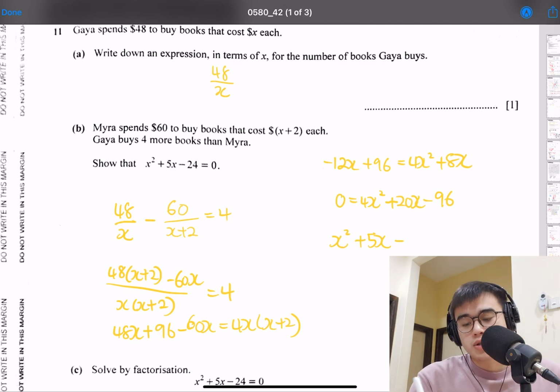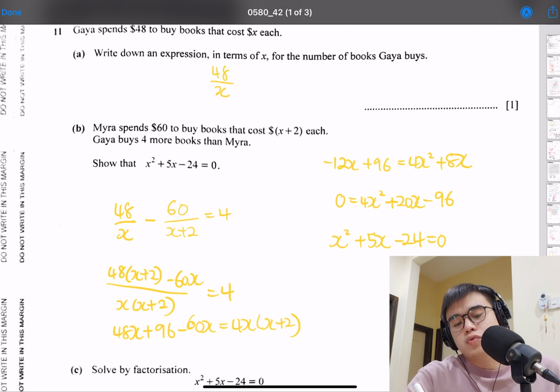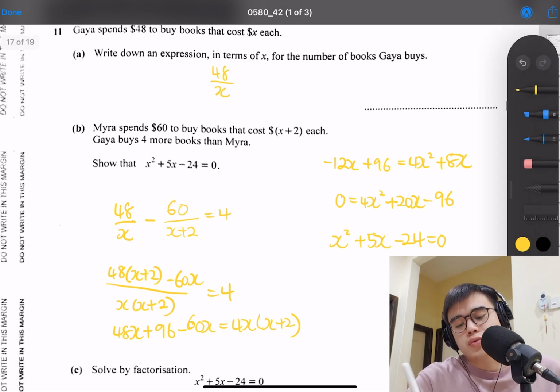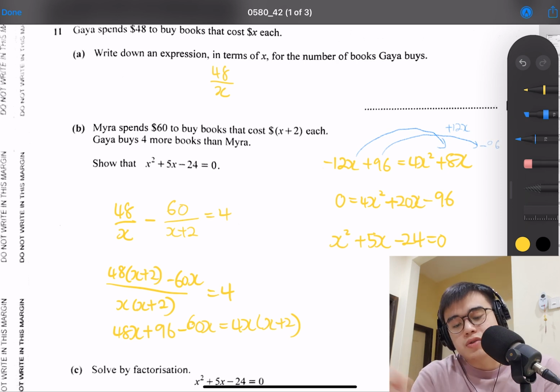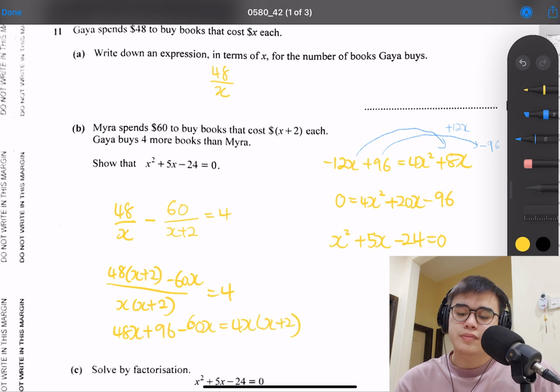You will get your answer as what they wanted here. So for those who wonder, how do I get to 20x? Negative will become positive while you shift this, so you become plus 12x. And for this 96 here, when you shift, it becomes negative 96. That's how you get to the final answer.